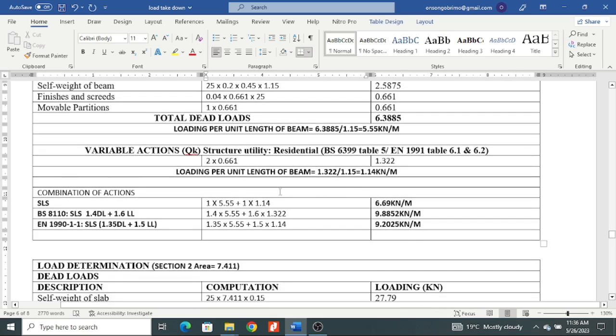After doing this, I combine my actions. This is a combination of the loadings, and for British Standard we use safety factors of 1.4 and 1.6, and for Eurocode we use safety factors of 1.35 and 1.5. 1.4 is for dead loads, 1.6 is for live loads, and when it comes to the Eurocode, 1.35 is for permanent actions and 1.5 is for variable actions. Therefore you sum them up under SLS, you get that, and under ULS you get all that.